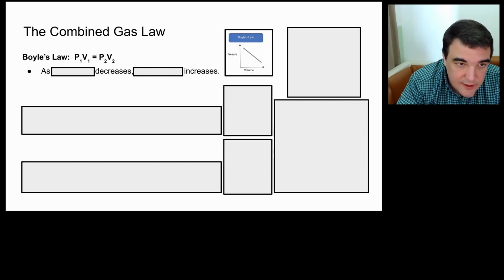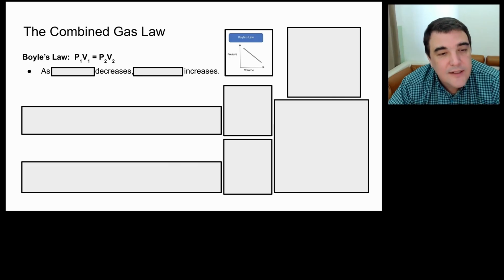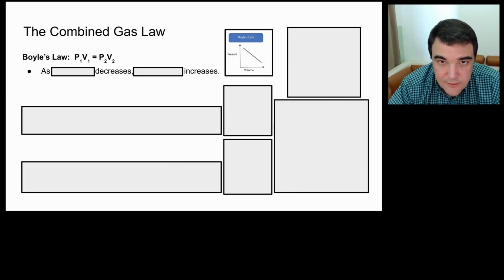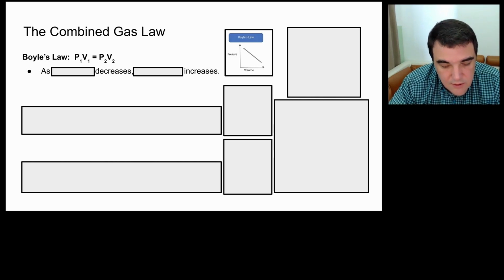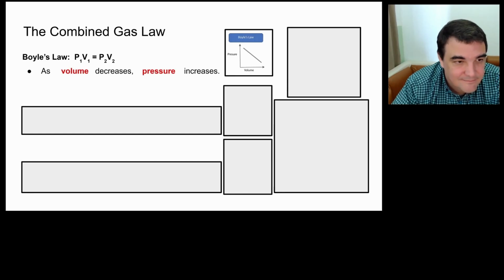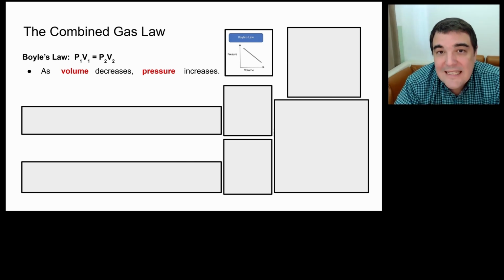Now that you've checked the graph and the formula, let's see if you can complete the sentence there. As blank decreases, blank increases. 3, 2, 1. As volume decreases, pressure increases, which you can see there in the graph. As the volume is decreasing as we move from left to right, the pressure is increasing.